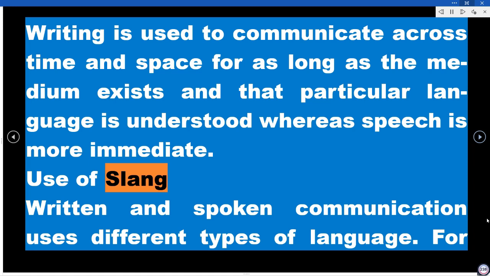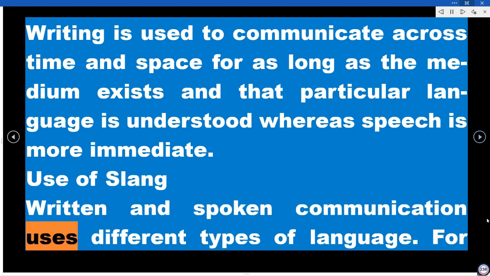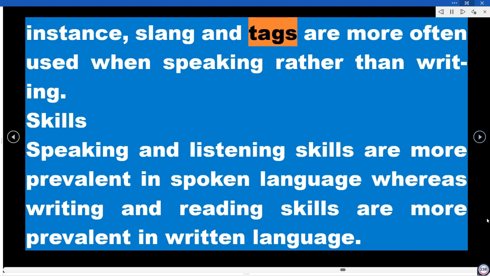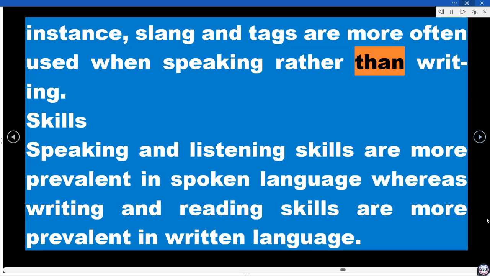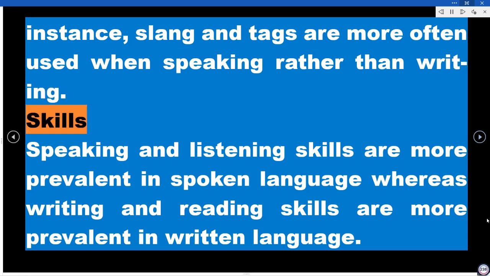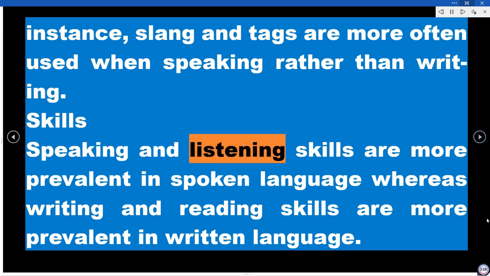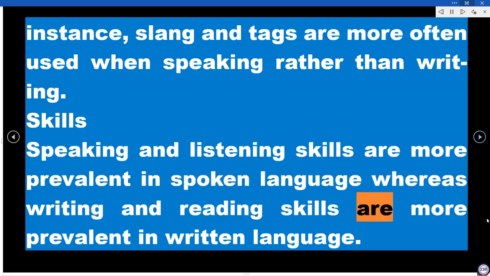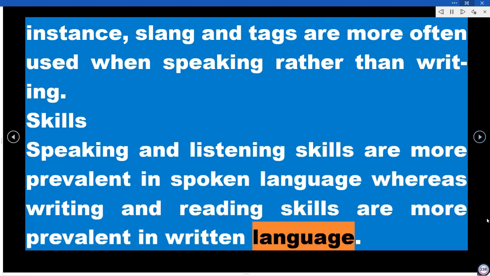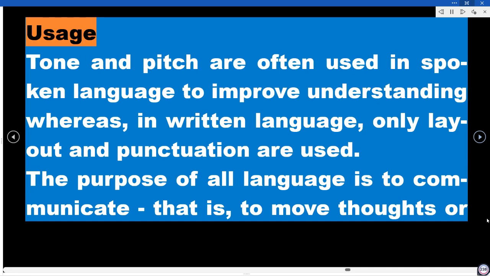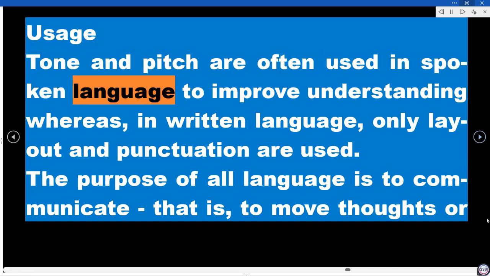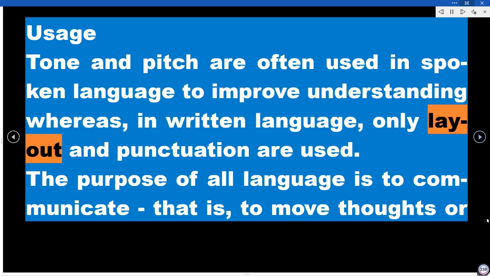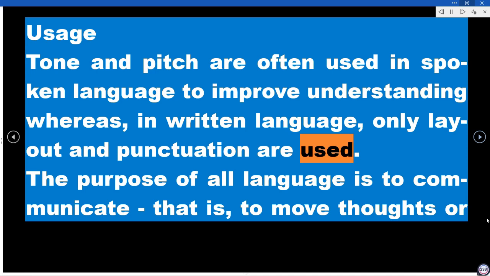Use of slang. Written and spoken communication uses different types of language. For instance, slang and tags are more often used when speaking rather than writing. Skills. Speaking and listening skills are more prevalent in spoken language, whereas writing and reading skills are more prevalent in written language. Usage. Tone and pitch are often used in spoken language to improve understanding, whereas, in written language, only layout and punctuation are used.